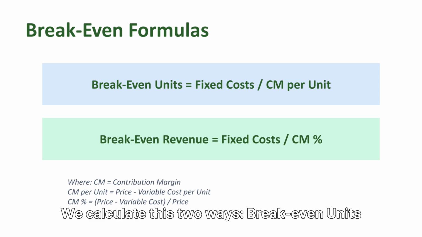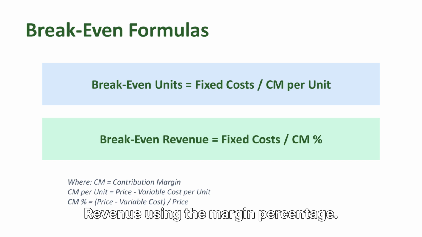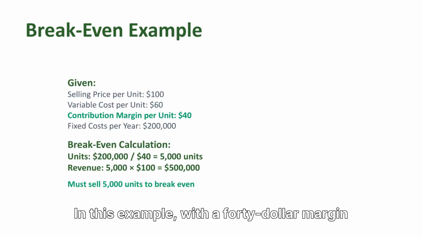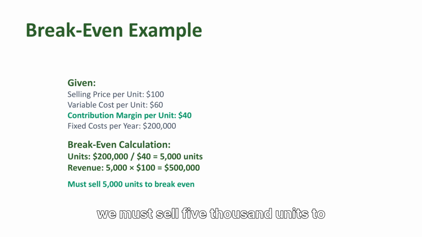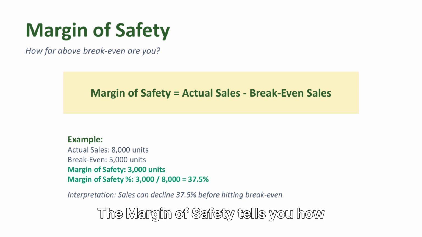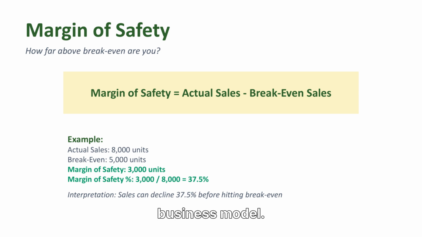We calculate this two ways: break-even units using contribution margin per unit and break-even revenue using the margin percentage. In this example, with a $40 margin and $200,000 in fixed costs, we must sell 5,000 units to break even. The margin of safety tells you how far sales can decline before you hit the break-even point. A larger buffer means a more resilient business model.